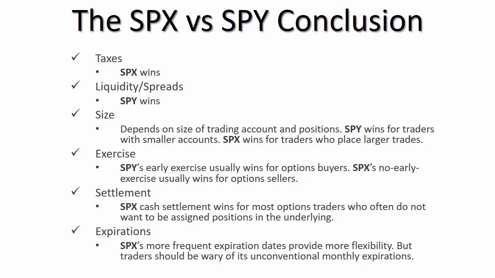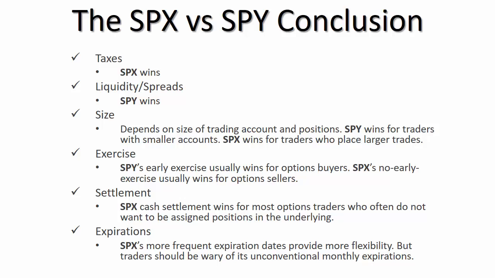The SPY's American-style early exercise capability generally provides more flexibility for options buyers, but can be a significant negative for options sellers. On the whole, options sellers are much more comfortable without the possibility of being surprised by a buyer's early exercise of options. This makes the SPX European-style contracts, along with cash settlement, the clear choice for options sellers.